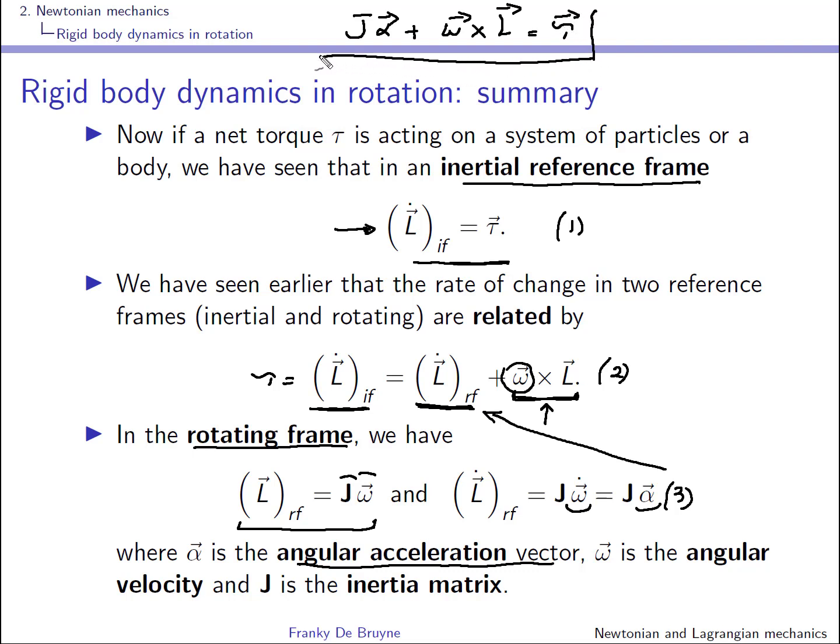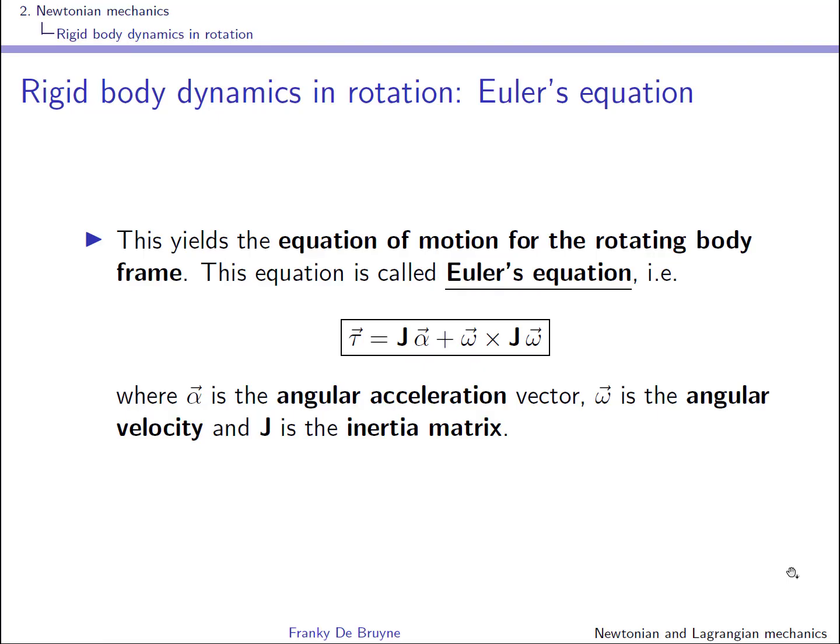And this is what is called Euler's law of motion for rigid bodies, and it's motion in rotation. In the previous slide I had left Euler's equation with L written here, L being the total angular momentum, but of course the total angular momentum, we've seen that you can write it as the inertia matrix times the angular velocity, right? So this is the final version of what is called Euler's equation of motion.